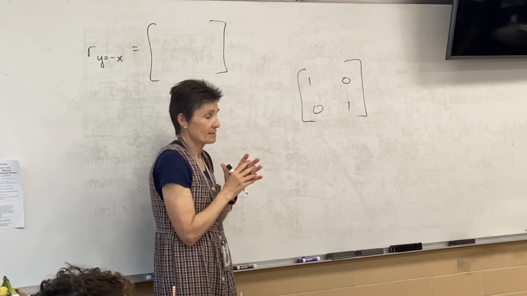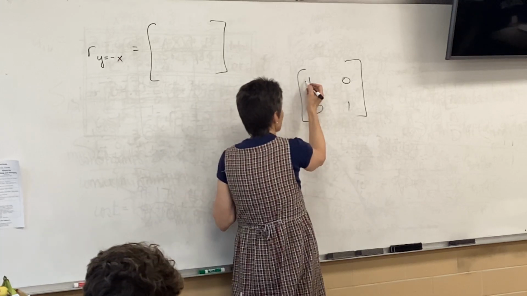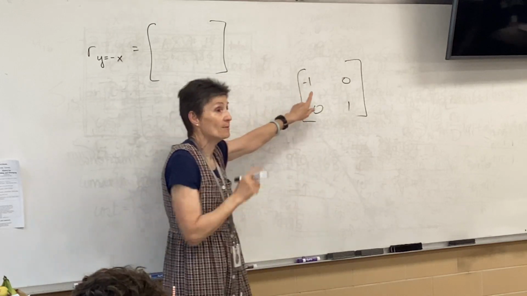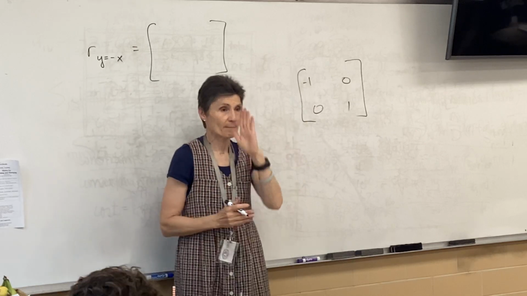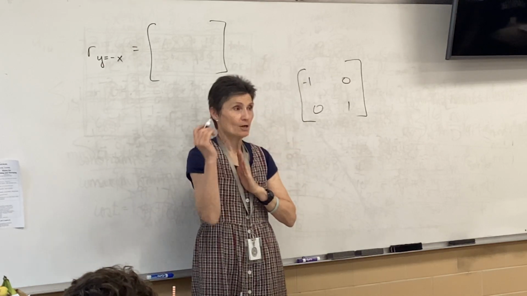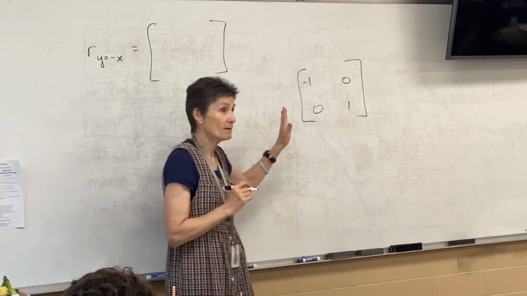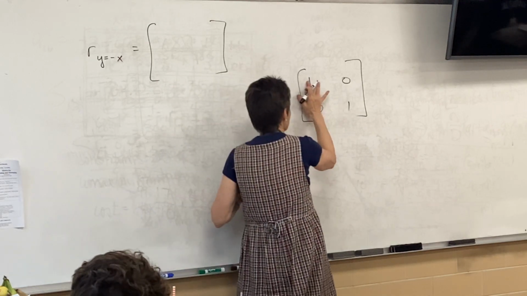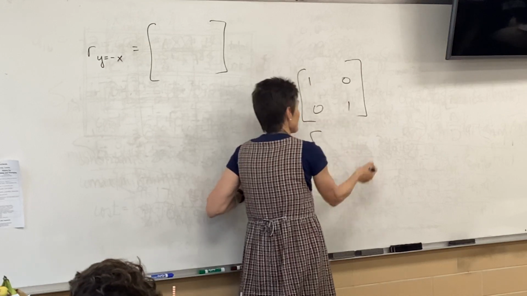What happens when we change the signs on, let's say, that one? If we change the sign on the x, you're reflecting across the y-axis. So that would be a reflection across the y-axis. Similarly, this would be across the x-axis, right? So what are some other things we did?